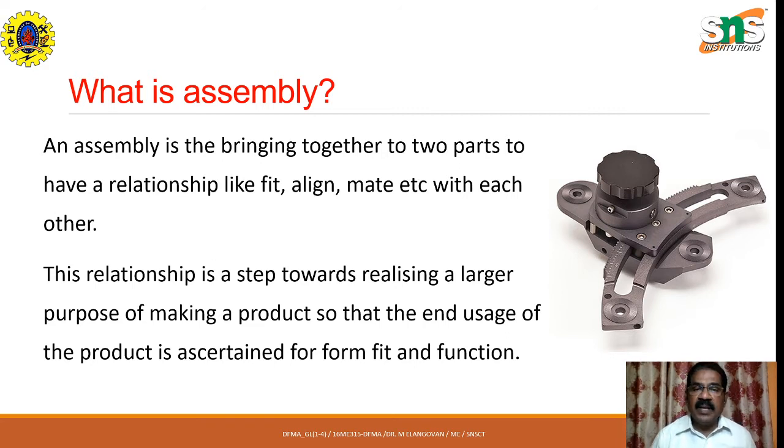An assembly is something where we bring together two or more parts, and there is a relation between the two parts, like a fit or an alignment or a mate with each other. The relationship is a step towards realizing a larger purpose of making a product, so that the end use of the product is ascertained in the fit and form and function.